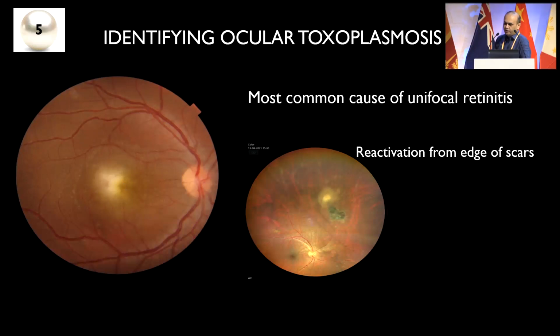The other point to remember is that a reactivation of toxoplasma usually always occurs from the edge of a scar. So if you see a patient with a pigmented lesion like what you see over here, and you see a retinitis lesion adjacent to it, rest assured that you are on the right track. You are probably dealing with an ocular toxoplasmosis and nothing else. So: reactivation from the edge of a scar, unifocal retinitis lesion, most commonly toxoplasma.